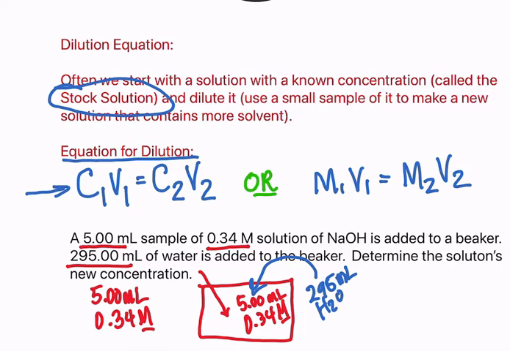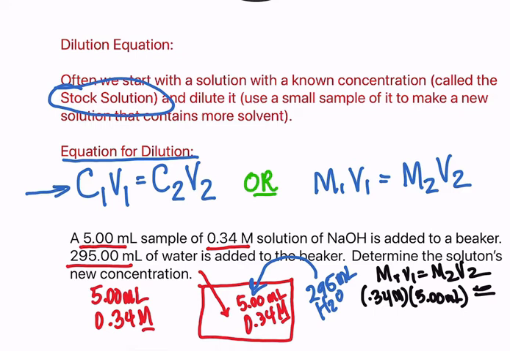So if I'm going to go ahead and begin to solve this problem, I'm going to use M1 V1 equals M2 V2, or it can be C1 V1 equals C2 V2. The original molarity of my solution is 0.34, and the original volume is 5 milliliters. And that is going to equal the new molarity, which is what I'm looking for, the new concentration. So we're going to just leave that in there as an M2.